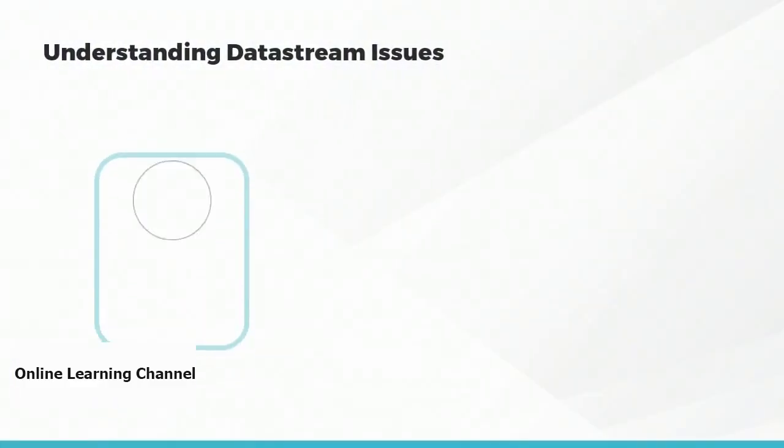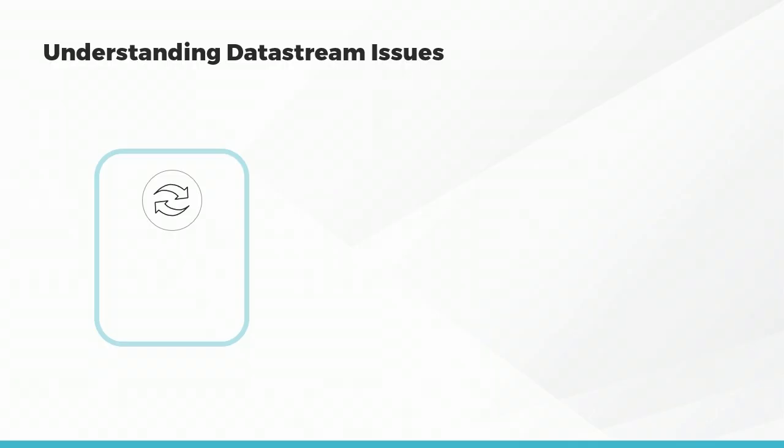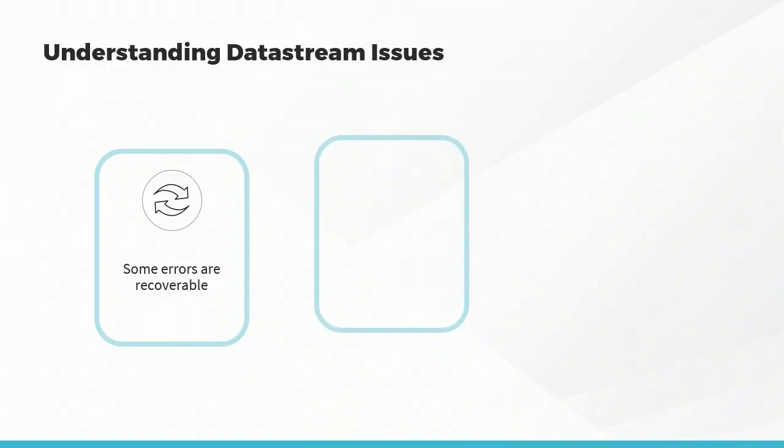In this video, we're going to identify some common issues that can arise when working with Datastream and how we can troubleshoot them. Let's first understand what these Datastream issues are. When we're working with streams, you might see that there are going to be some errors that could occur at runtime. Some errors, such as bad passwords on a database, are pretty recoverable. Those errors are easy to fix, so you can fix them and the streams will resume automatically.